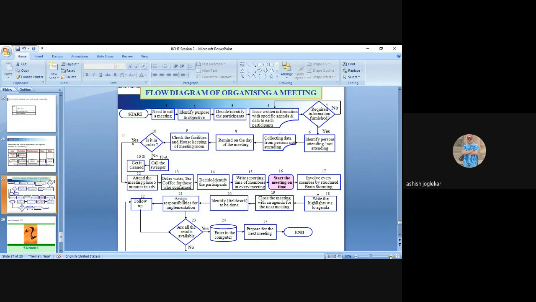Then ask someone to write the agenda. Close the meeting on time. Once the agenda is set, do the meeting on agenda 1, 2, 3, whatever points you have written. Then take notes for every agenda and close the meeting on time, and also discuss what the next steps are and when we will meet again.